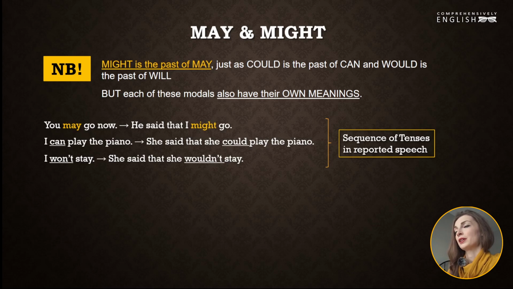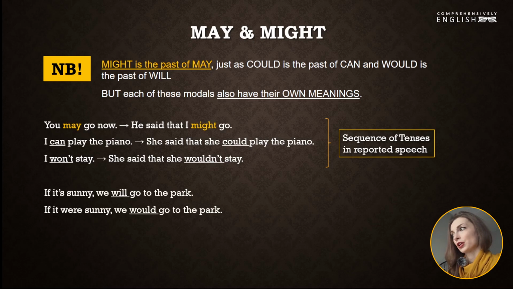When somebody says what I have just said and reports my words, he or she will follow the sequence of tenses, or must follow the sequence of tenses. That's why may becomes might, can becomes could, and won't becomes wouldn't. It also works for conditionals. They are parallel, let's say so.